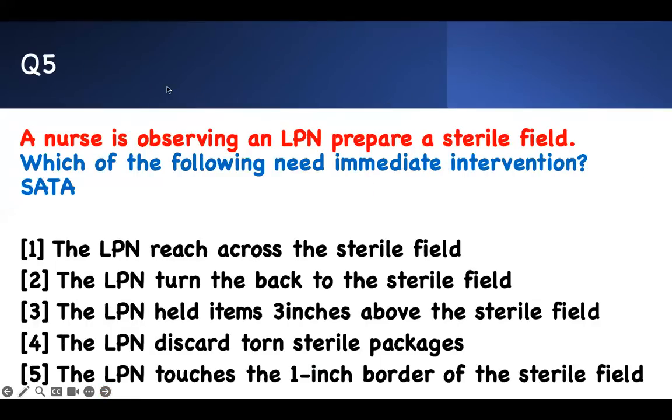Number 5. Which of the following need immediate intervention? Select or apply. A nurse is observing an LPN prepare a sterile field. Which of these need immediate intervention? You have to know how to ensure the sterile field remains sterile throughout the procedure.